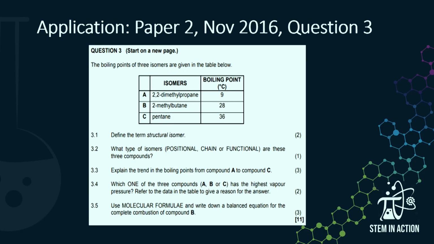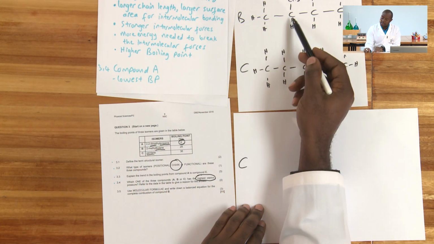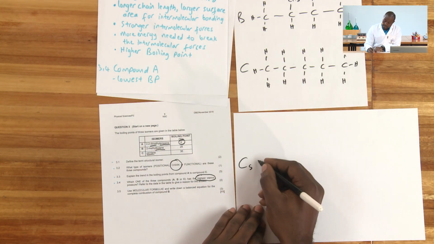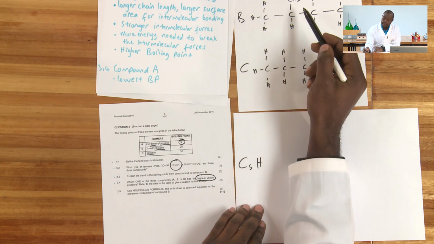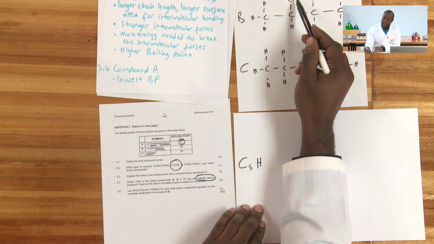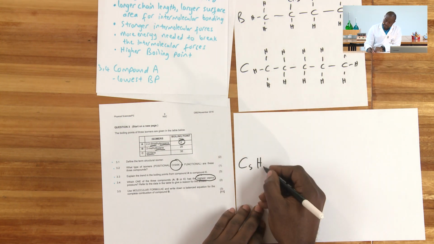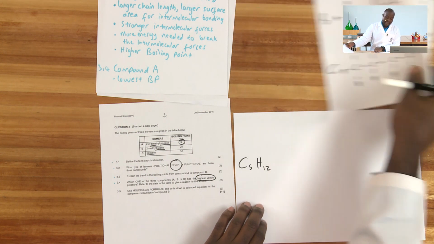Then 3.5 says use chemical formula to write a balanced equation for the complete combustion of compound B. So compound B, we are just going to use our structures to calculate our number of carbons. We have got 1, 2, 3, 4, 5 carbons. And our hydrogens 1, 2, 3, 4, 5, 6, 7, 8, 9, 10, 11, 12. 12 hydrogens.